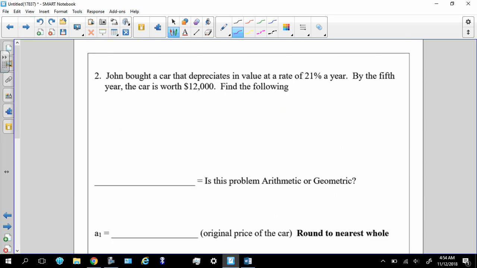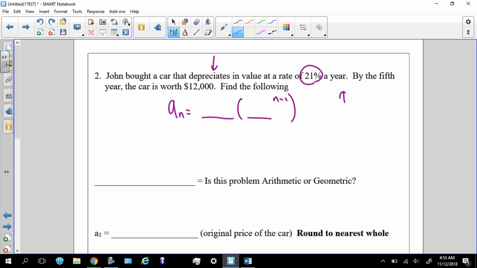Alright, let's see. John bought a car that, oh, here we go, depreciates. That means decreases in value by 21%. Automatically, that's percentage. And that's going to be geometric. So I'm just going to go ahead and write my formula off to the side. Because that's what I need to know. A of n is equal to that. It says decreases at a rate of 21%, and then here we go, by the 5th year.